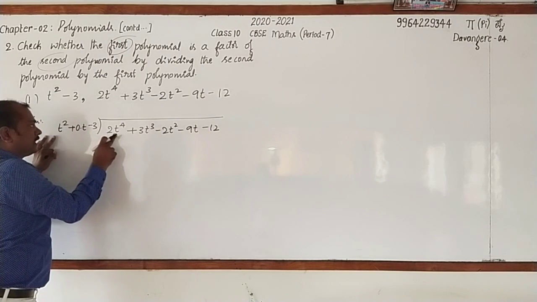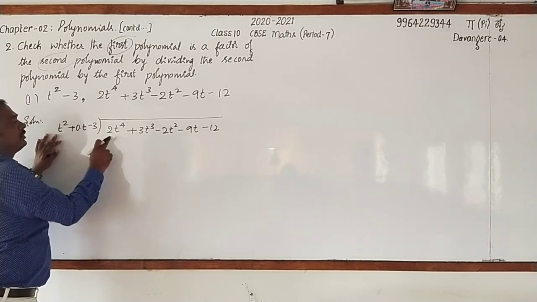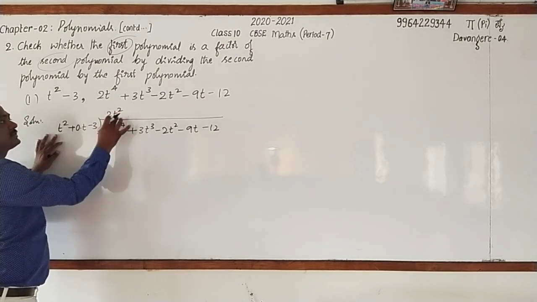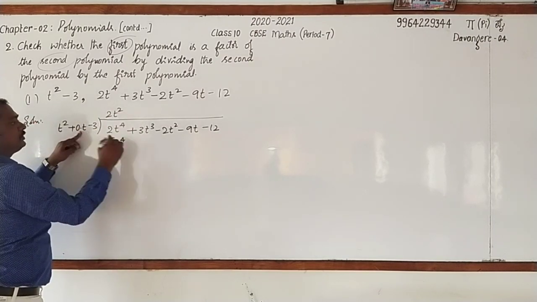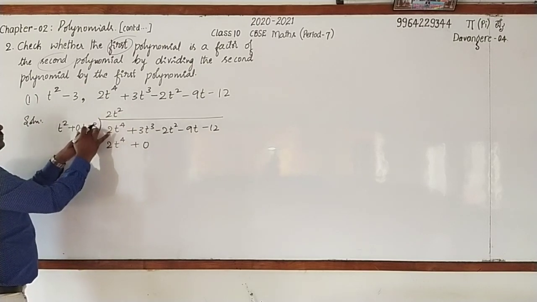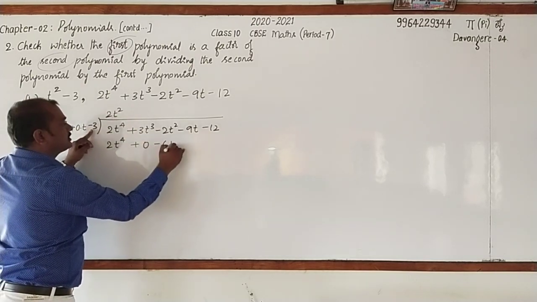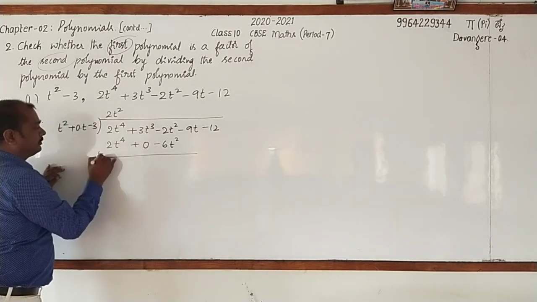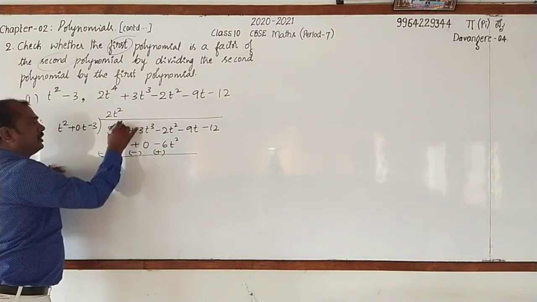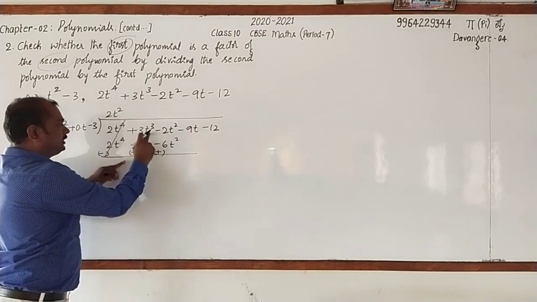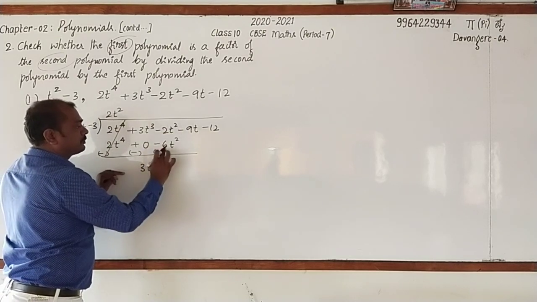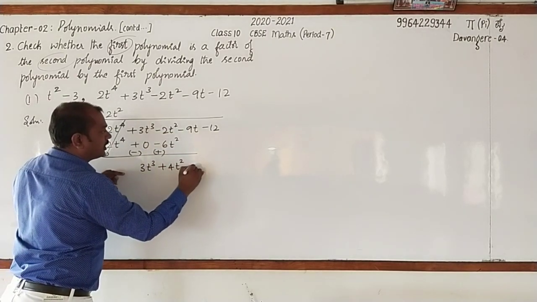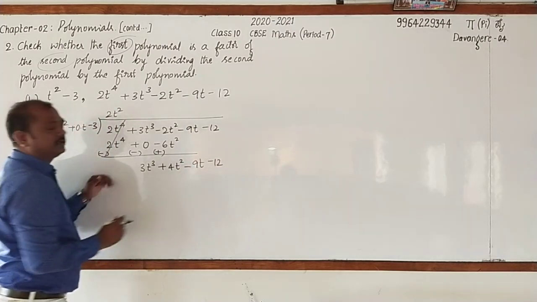First step is equalizing first term. What should be multiplied with t square to get 2 into t raised to the power 4? 2t square. 2t square into t square, 2t raised to the power 4. 2t square into 0, it is 0. 2t square into minus 3, 2 into minus 3, minus 6 into t square. Then change the sign. Minus, minus, plus. Same terms with a different sign. 3t cube minus 0 is 3t cube only. Minus 2t square plus 6t square plus 4t square minus 9t minus 12.